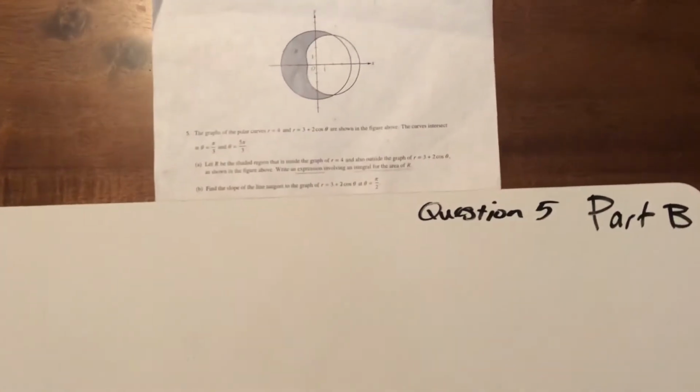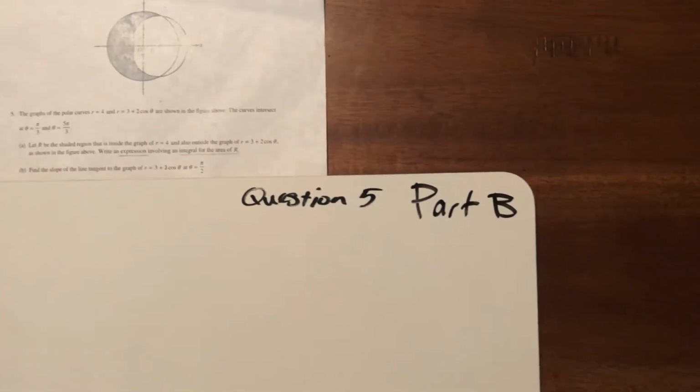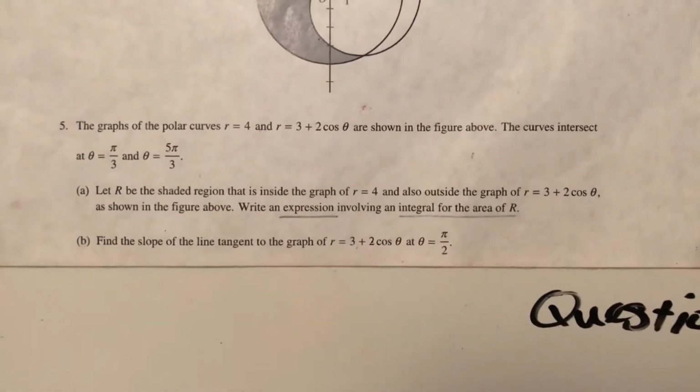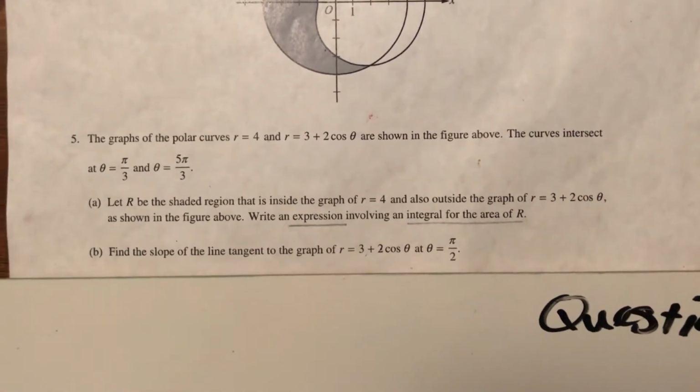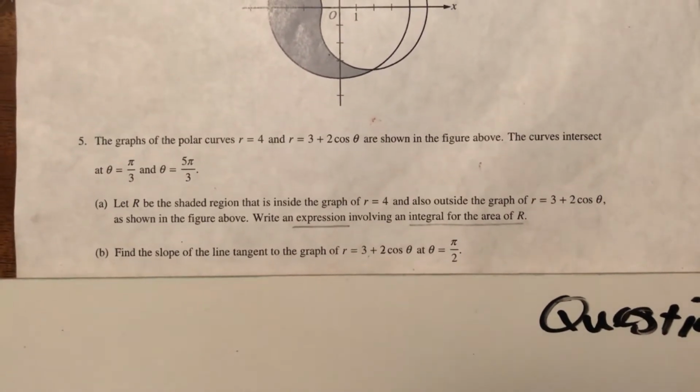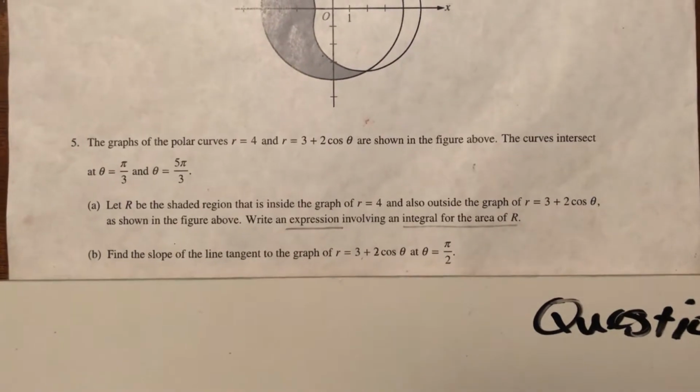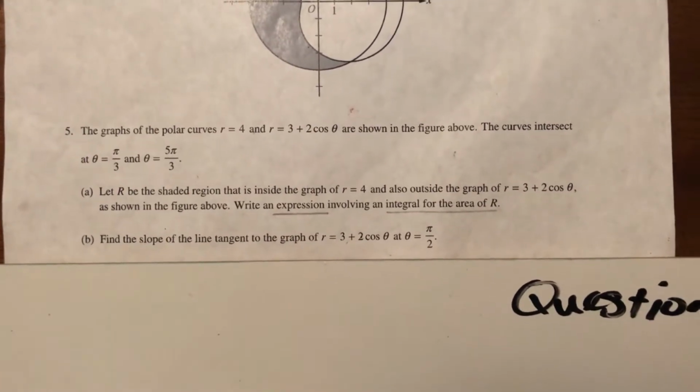Hey guys, it's your boy JR, and I'm going to be going over question 5, part B. To start off, let's read it. It says, find the slope of the line tangent to the graph r equals 3 plus 2 cosine theta at theta equals pi over 2. So what we're going to have to find is the slope, and I'm going to show you how to do that.